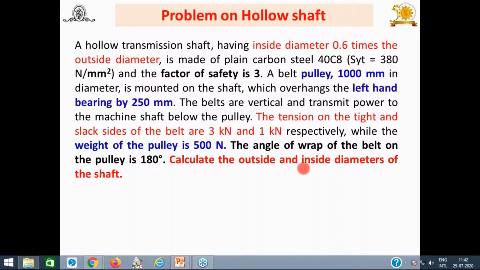That means the belt transmits power vertically to a machine shaft. So you can show T1 and T2, tight side tension and slack side tension, vertically. Tensions on the tight side and slack side are also given: 3 kilonewton, 3000 Newton, and 1000 Newton. The weight of the pulley is also given, always acting vertically downward, 500 Newton. Angle of wrap of the pulley is also given. Angle of wrap means how much is the contact of the belt with the pulley, that is 180 degrees, meaning half of the pulley is in contact.